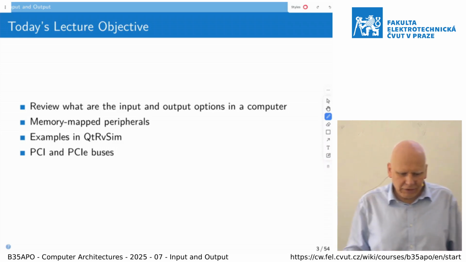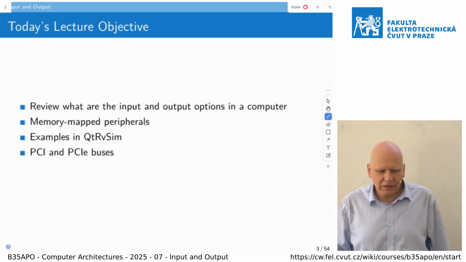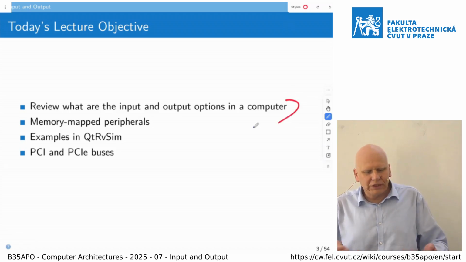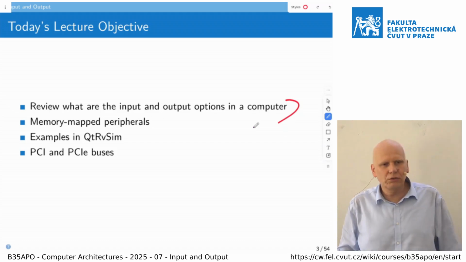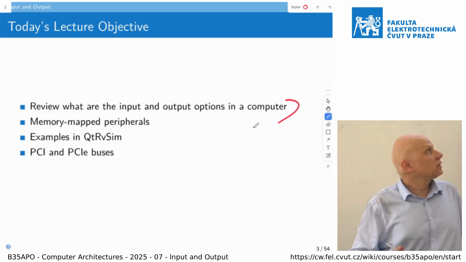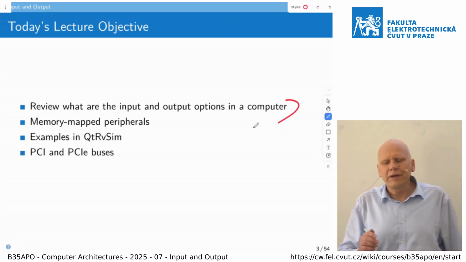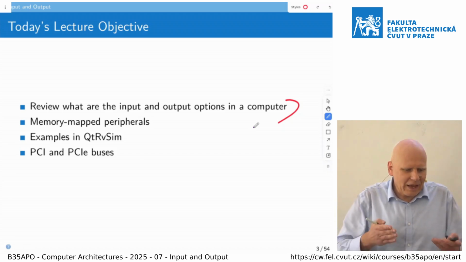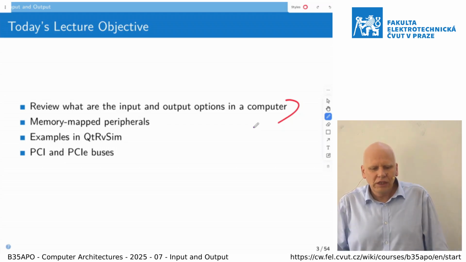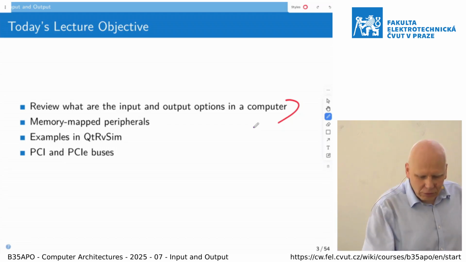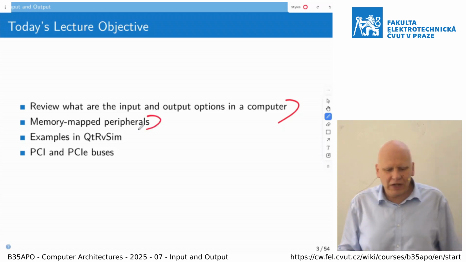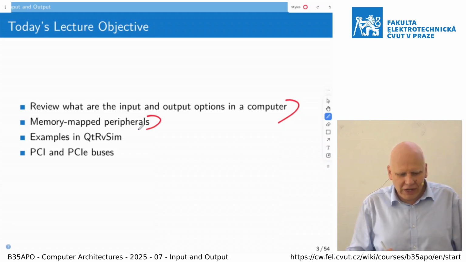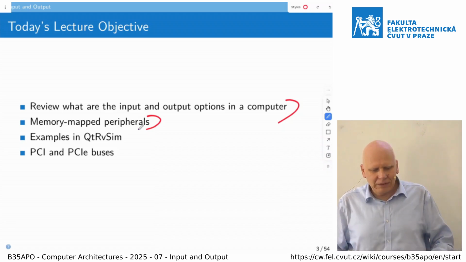If we start, we will start with some overview of how input-output is available on today's computers. What are the options for input-output? Because you want not only to have some computation inside the computer, but you want to interact with it. Today, the typical way we connect peripherals and map them into the computer system is the memory-mapped peripherals mechanism, mapping them into the address space.